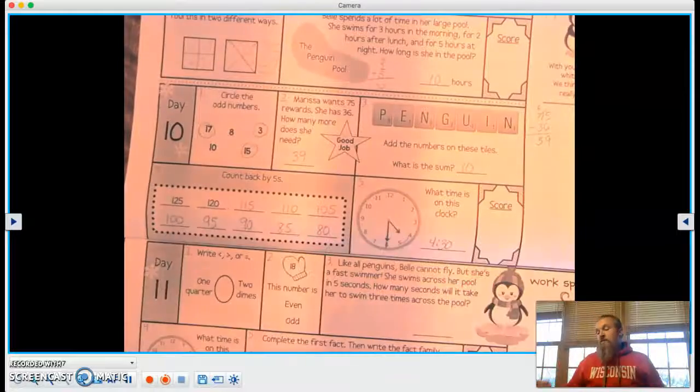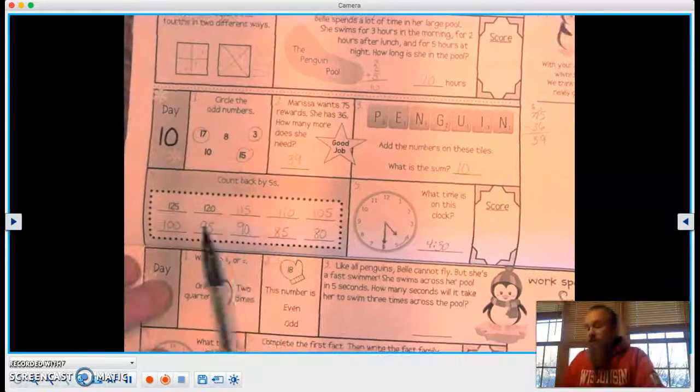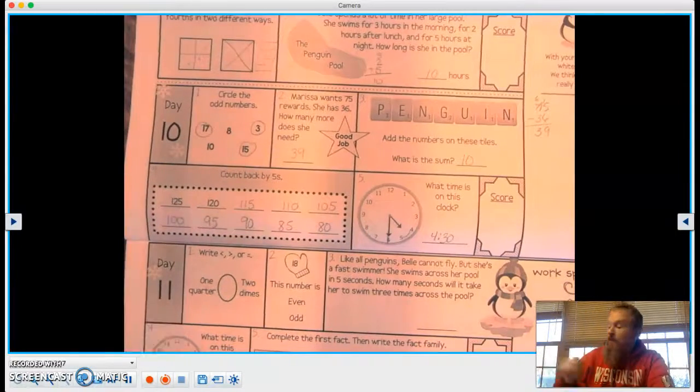Again, I love the way these daily maths go together. You know, you just count by 5s right here, and here's counting by 5s again. So great job with that.